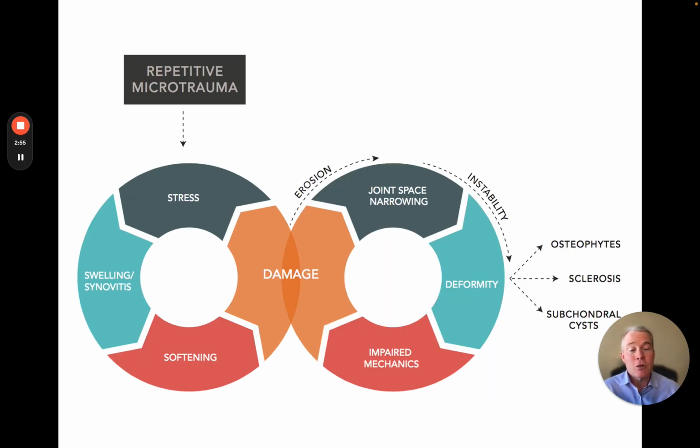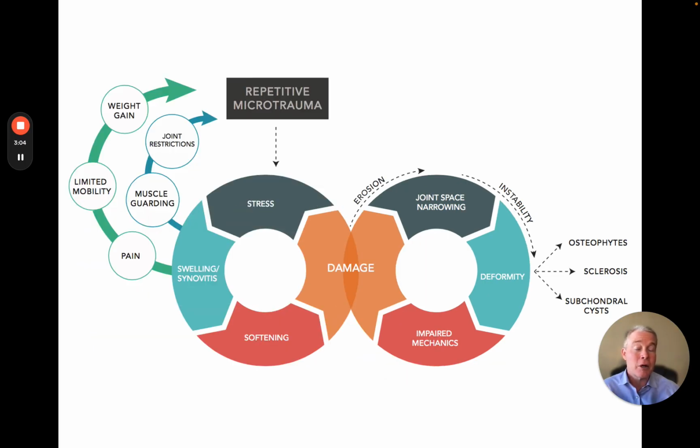Now, the things that you and I see are those deformities. When we take an x-ray, we see osteophytes, sclerosis, subchondral cysts. The things that the patient presents with, though, come from the swelling and the synovitis. They have pain and limited mobility. When they quit moving, they gain weight, which adds more trauma, because we know that increased weight is one of the stressors or repetitive microtraumas that get this going in the first place.